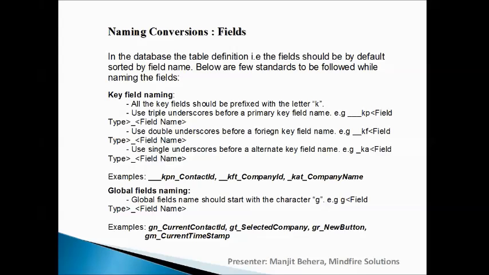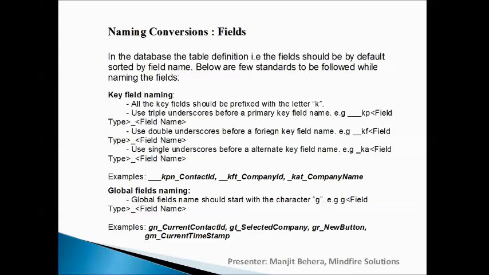Then if the third letter is n, that stands for a numeric field. If it is t, it is a text field, like that. For the global field naming, usually it starts with a small letter g, then the field type, then the field name. Example is here: gn underscore current contact id.